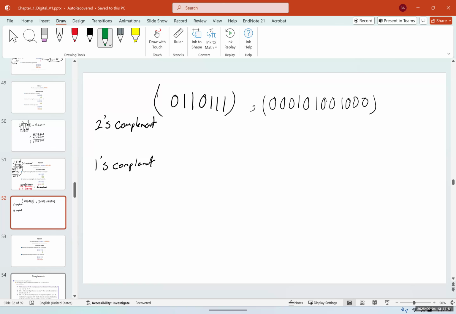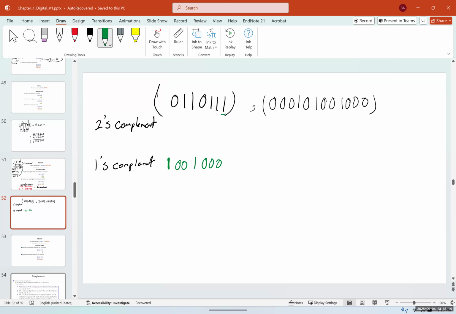Okay, so the ones complement is easy. You just replace the zeros with ones and ones with zeros. So what is the ones complement for the first one? Can someone read it to me? The ones complement for this one, the first one, the one on the left. Perfect, 1 0 0 0. Thank you. And what is the twos complement?